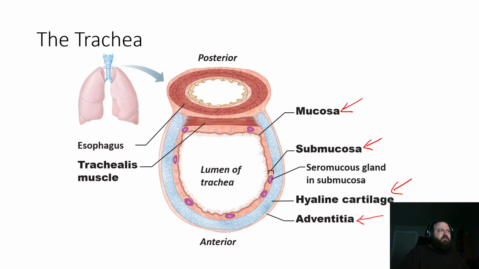The other thing I'll point out when we look at this is I'd like you to see this region right here and notice that the point in which the trachea comes into contact with the esophagus, this posterior region of the trachea, if you will, is lacking any of these dense connective tissues or hyaline cartilage. All the hard tissues are absent on the posterior side. This is to accommodate the esophagus.